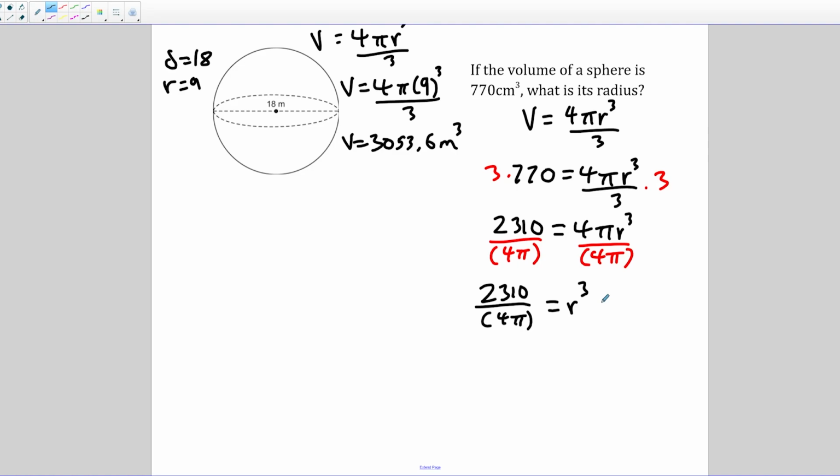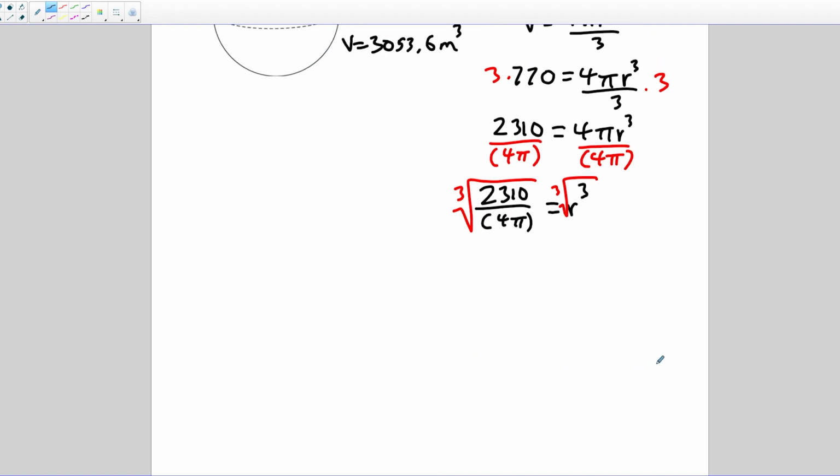If you remember from way back in the video, it feels like ages now, we actually did this problem. We have to now cube root both sides. So cube root the left and the right side. And we are finally left with the cube root of 2,310 over 4 pi. And that gives us the radius. So assuming we have put it into our calculator correctly, we will end up with a radius of 5.7 centimeters.